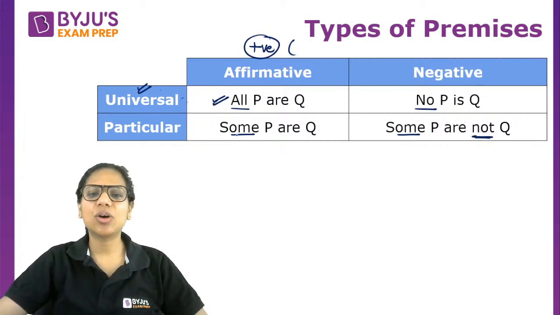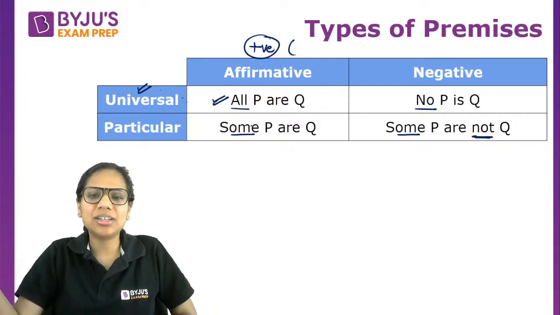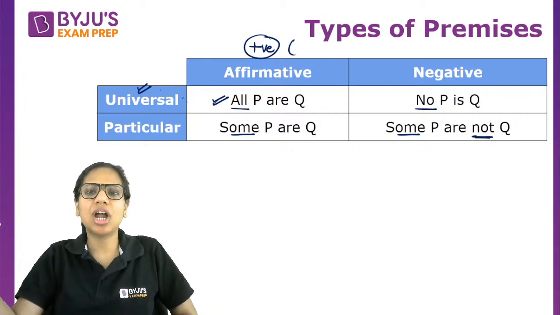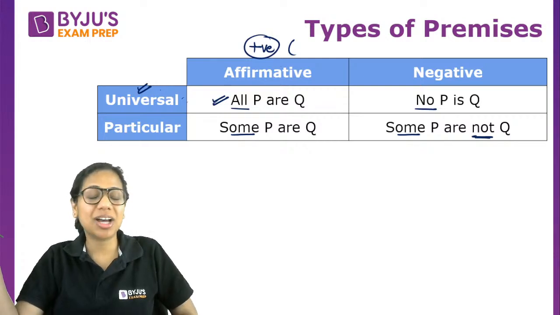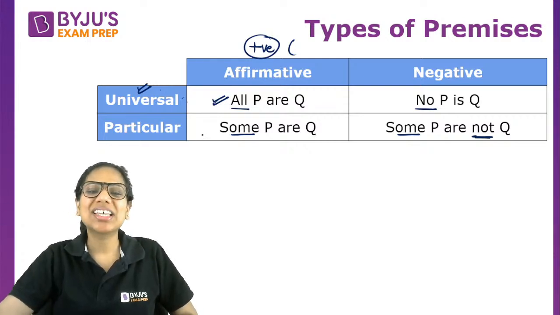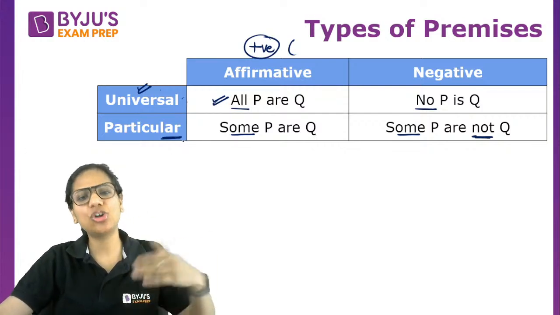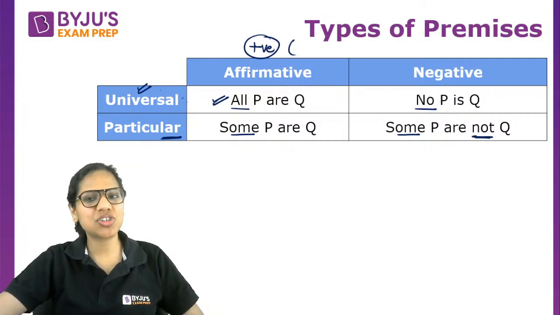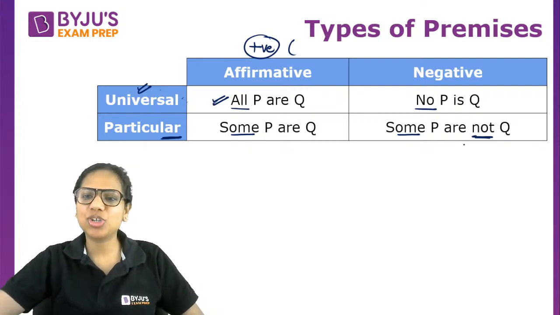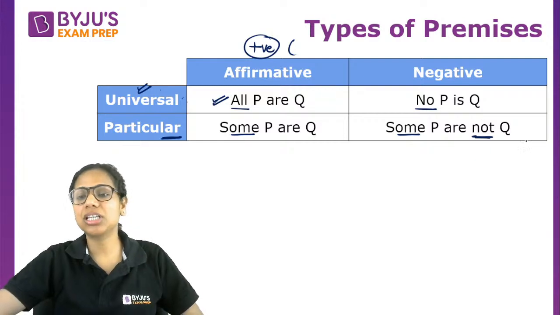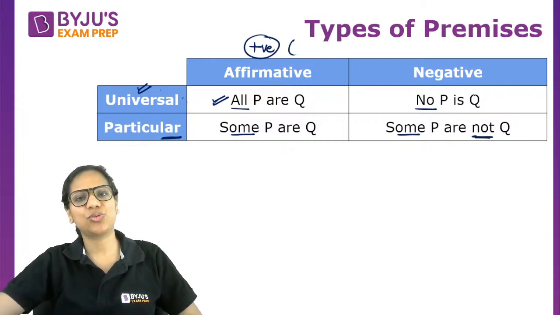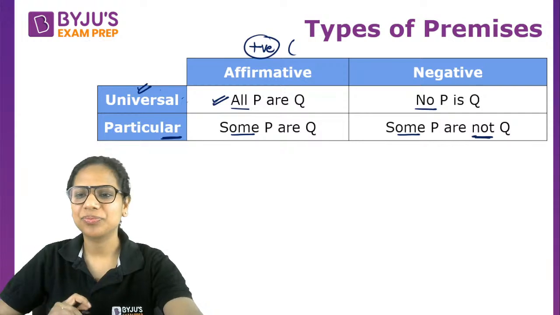Now, when I say some, it may not be universal, right? When I say some trees are brown, you can't be sure that all trees are brown. So, that is why it's not universal in nature. It is particular, not universal. And because this is positive, it's affirmative. And because this has a not in it, some trees are not brown, this is negative. Okay, hope this makes sense.